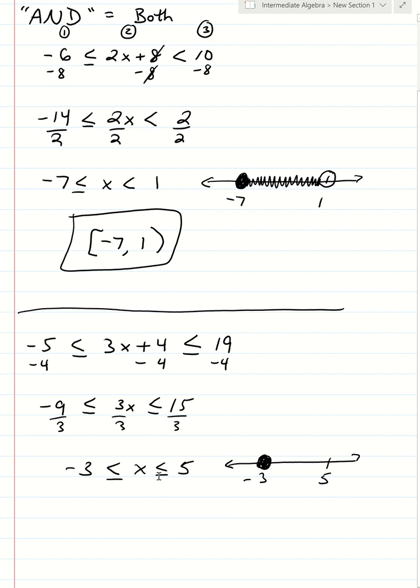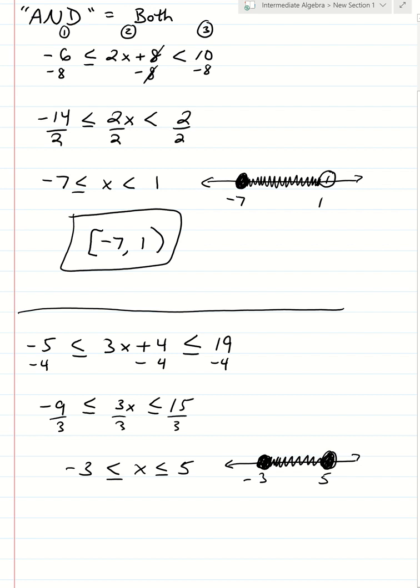The number 5 is also part of our solution, so we would fill in our circle. Except we are looking for the values of x that will make both of these inequalities true. Where can we find such a value of x that it's greater than the -3 and less than the 5? That happens right here in between the two critical numbers.